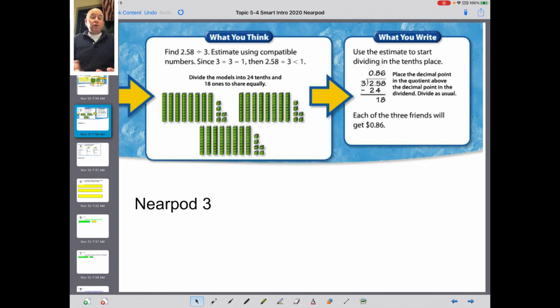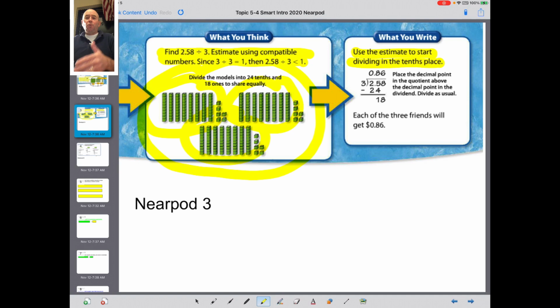Now we go into the "what do you think?" They think: find $2.58 divided by 3. Estimate using compatible numbers. So should they estimate? Then they show the whole process by which they estimate, and it looks like it's coming out to 3 groups with all the same amount. And then what it wants the students to do is to use the estimate to start dividing. So why is estimating important? Because it gives them a starting point to divide.